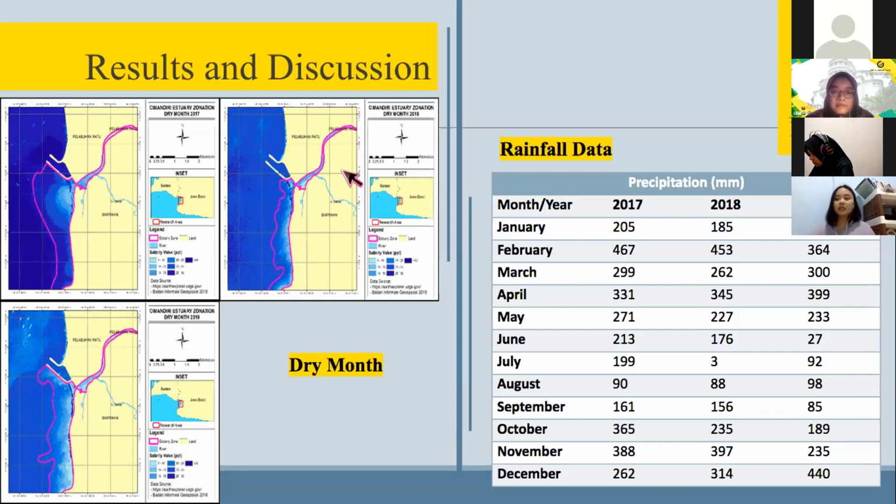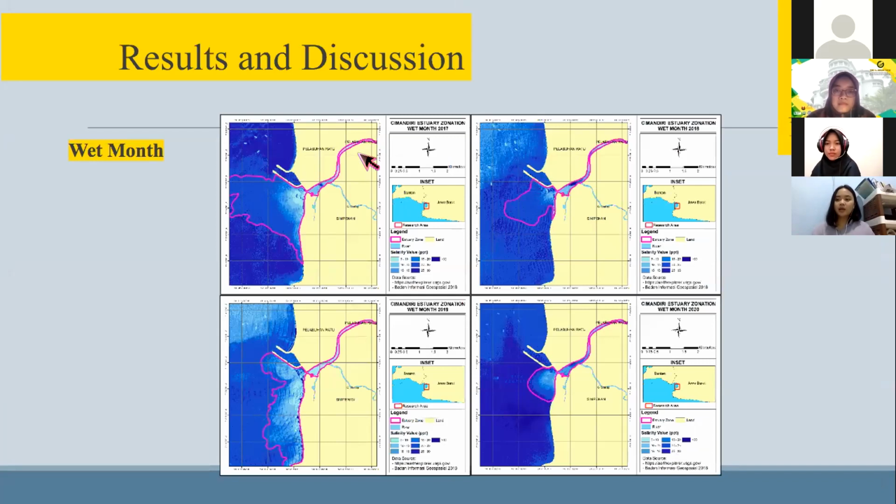The difference in the area is related to the rainfall data, where in July 2017, the rainfall data is 199 millimeters per month. But in July 2018, the rainfall data is only 3 millimeters per month. And then next, for the wet month, the largest estuary area in wet month is in 2017, where the area reaches 5.05 kilometers square, while the smallest estuary area is in 2020, where the area is 1.27 kilometers square.